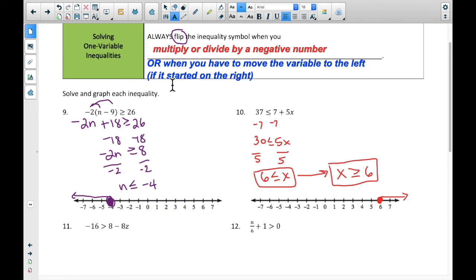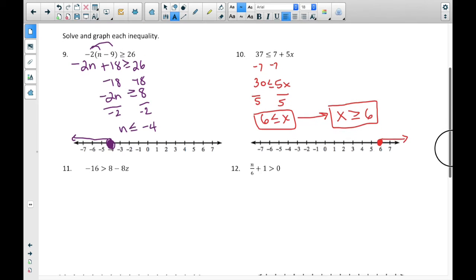Okay, I added a sentence because I said, or when you have to move the variable to the left if it started on the right. And that's what I did here. All right, let's do another couple of examples.